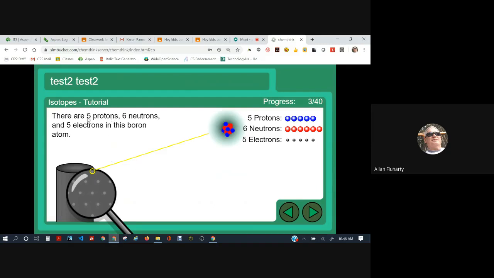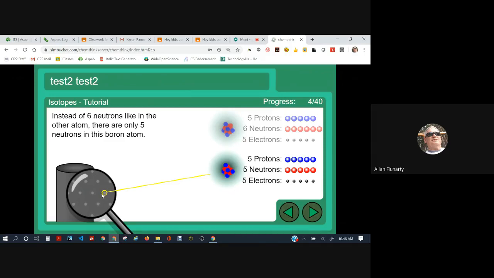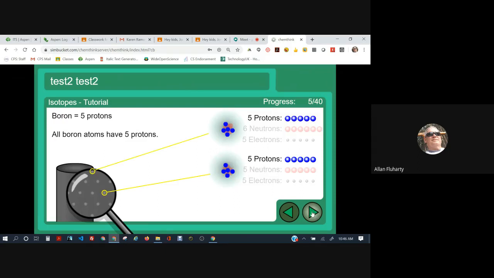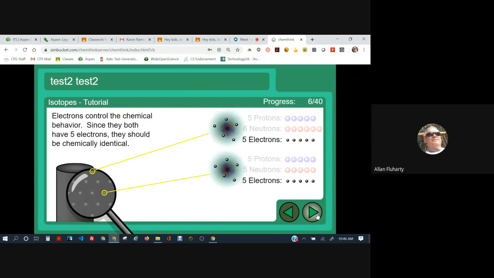There are 5 protons in boron, 6 neutrons, 5 electrons in this boron atom. This boron atom's a little different. It has 5 protons and only 5 neutrons and 5 electrons. They both have 5 protons, but they have different numbers of neutrons, and then they have the same number of electrons. Boron has 5 protons. All boron atoms have 5 protons. If they don't have 5, then it would not be boron, of course.